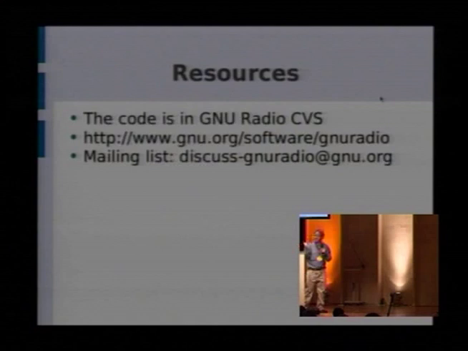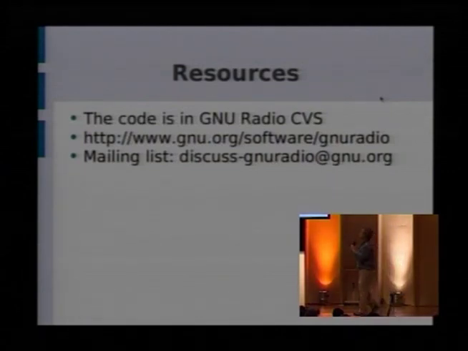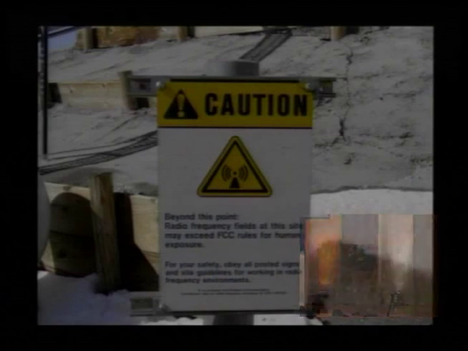And okay, all this code is in the GNU Radio CVS. So if you can't find it, send me email. It's in there under the GR-radar module. And we have a mailing list where that stuff all gets discussed. Most of the action around the GNU Radio project is on the mailing list and in the CVS repository. And then questions. We have a few minutes for questions.